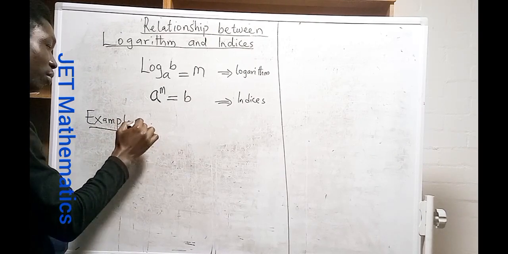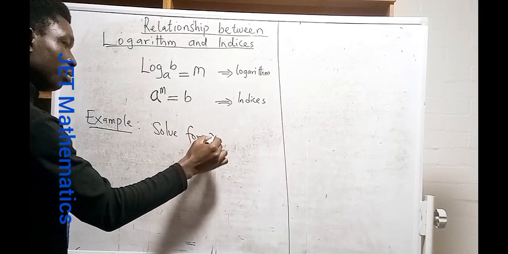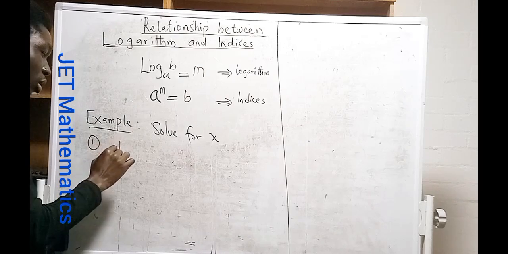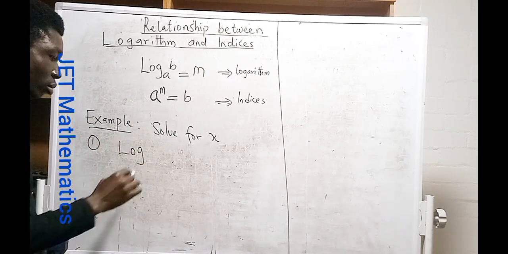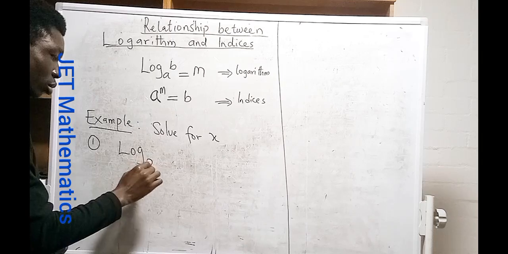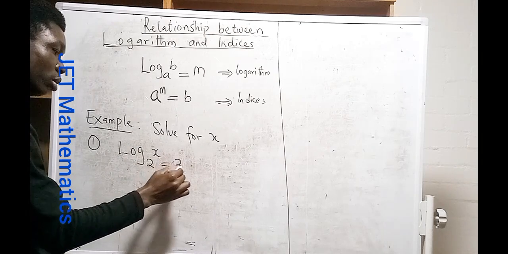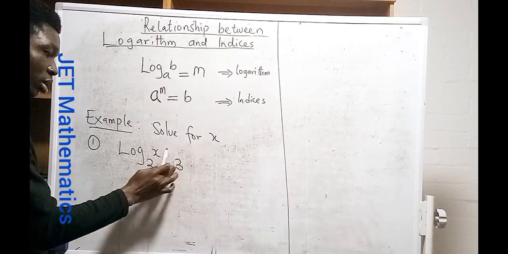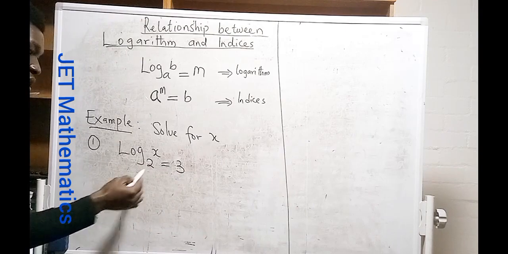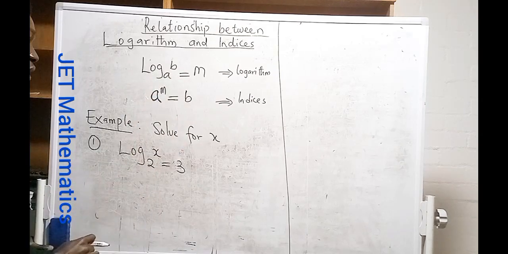Let's say, solve for x. Let's assume we are given log x to base 2 is equal to 3. And now you are asked to look for the value of x. This is very easy. Using this relationship, you can get the value of x.